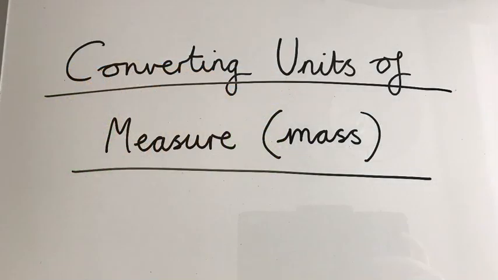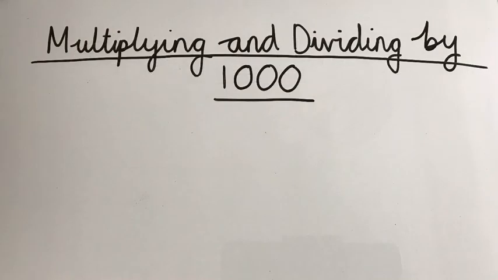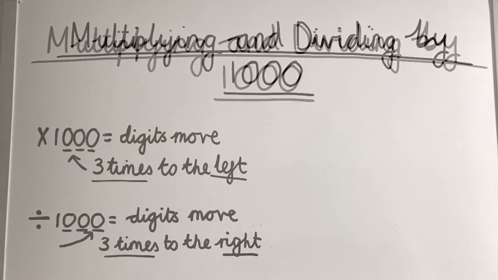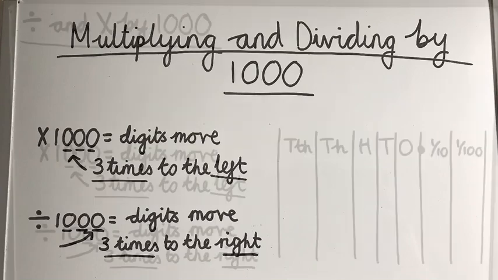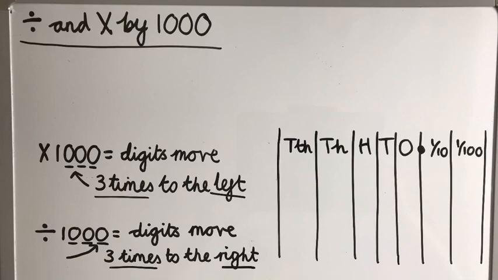Before I go on to explain how to convert units of measurement to do with mass, I'll show you how to multiply and divide by 1,000, because that's really important for this objective. When you times by 1,000, the digits move 3 times to the left. But when you divide by 1,000, the digits move 3 times to the right. That's why I'm going to draw a place value grid here, and I'll show you a few examples that explain it.